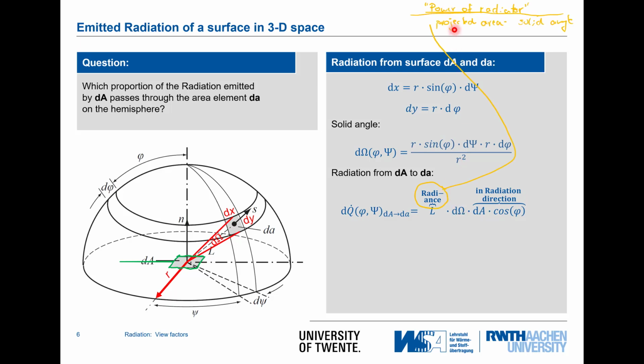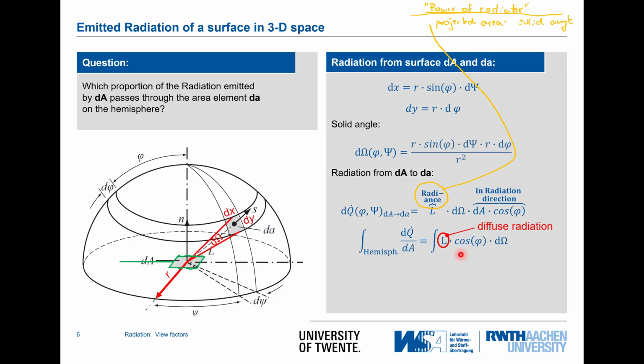So in more common words, it's the power of the radiator divided by projected area and solid angle. That's this radiance L. We are not using this property further on, it's just here in this context. Now let's move on. The integration by doing separation of variables, we bring dA on this side, we have then dq dot over dA is then the integral L times cosine phi times d omega.